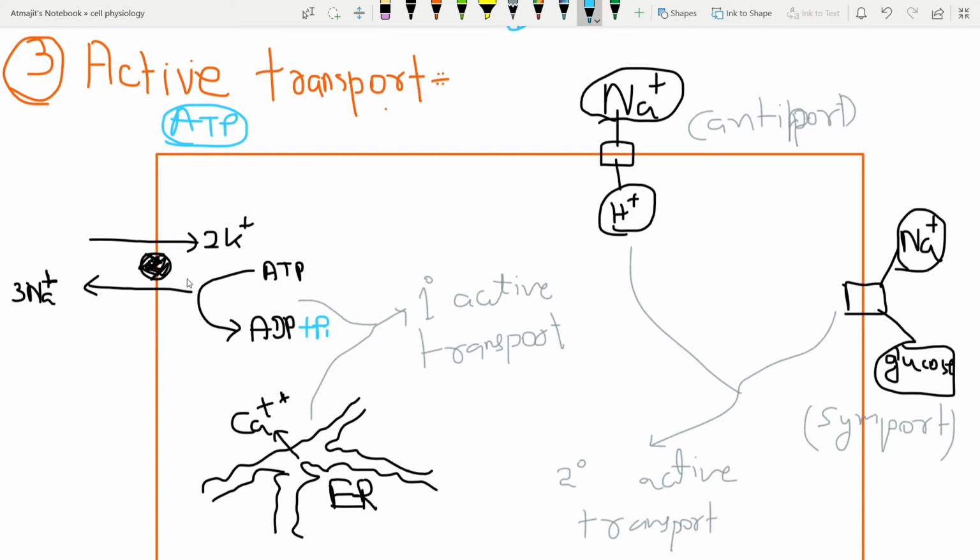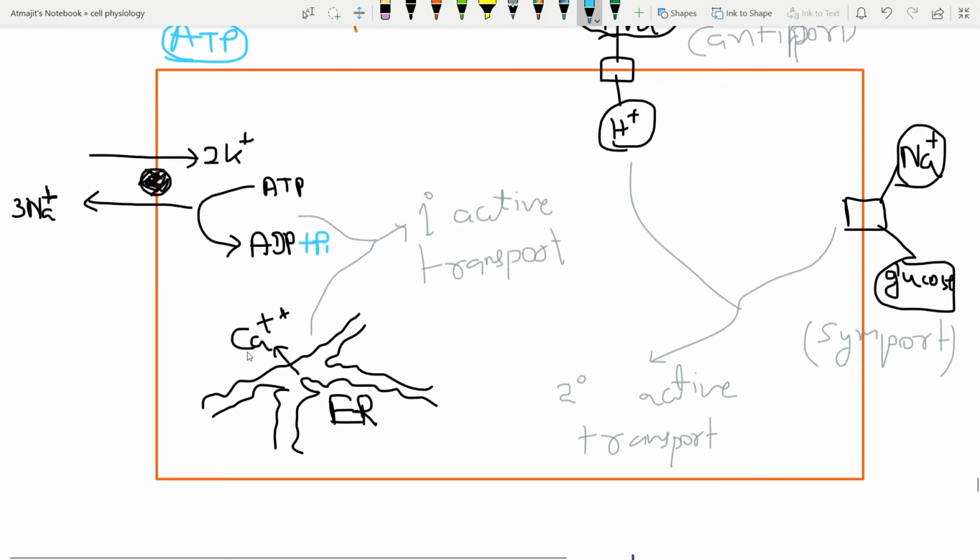These conduct primary transport and ATP is converted to ADP at this site. So this is primary transport. Like this, calcium also comes out of the endoplasmic reticulum through this process. Here ATP is converted into ADP at this site only. So it is primary active transport.